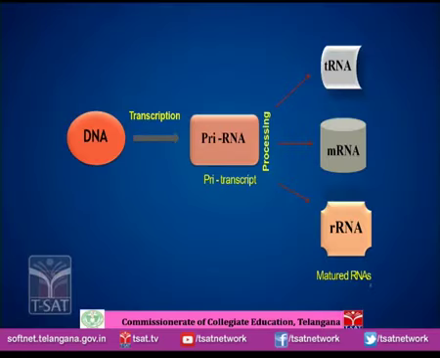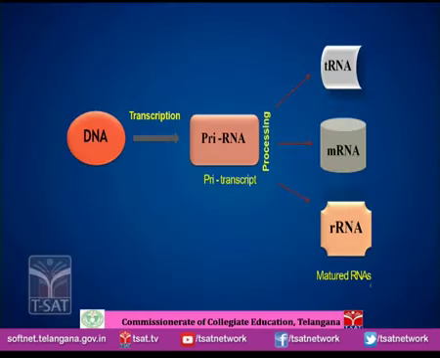If you see this DNA, through the process called transcription the RNA can be formed. This RNA we generally call a primary transcript. From this RNA, three different kinds of RNAs are formed: tRNA, which is transfer RNA, mRNA, which is messenger RNA, and rRNA, which is ribosomal RNA. Now in this presentation we are going to discuss how these three RNAs undergo modifications after transcription.